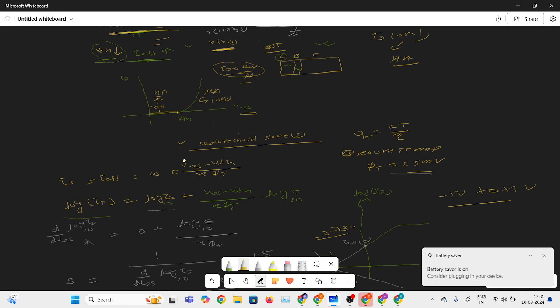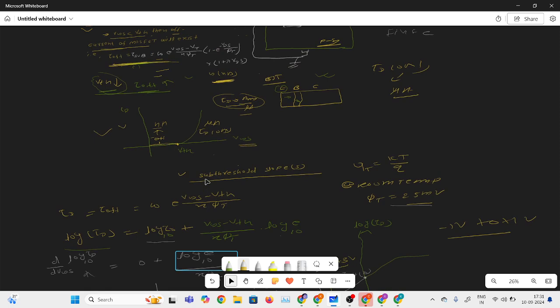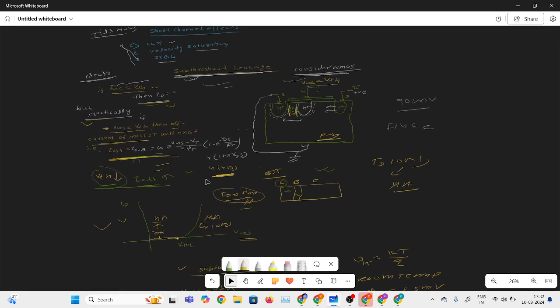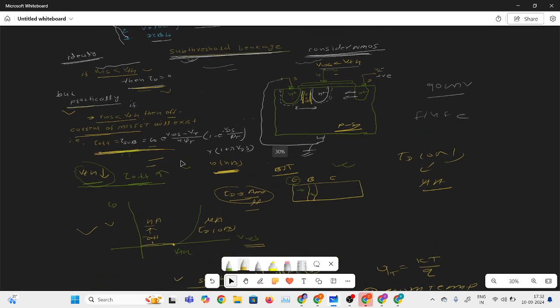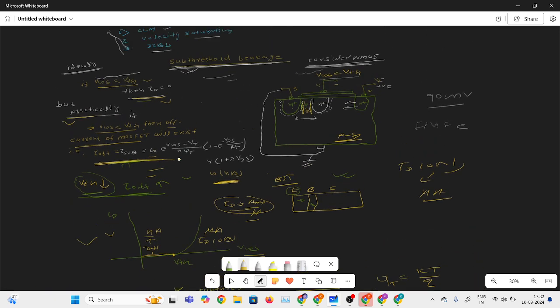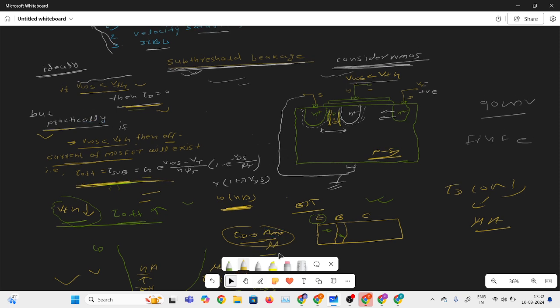Actually the off current of the MOSFET we cannot see directly in the graph, that's why we go for the subthreshold slope. Here in the log I calculated the value, then I plotted and explained this thing. So this is the concept of subthreshold leakage. I hope you understand. If the interviewer asks you to explain the subthreshold slope, then you need to explain this, otherwise this is enough. Otherwise you need to tell only about the subthreshold leakage.